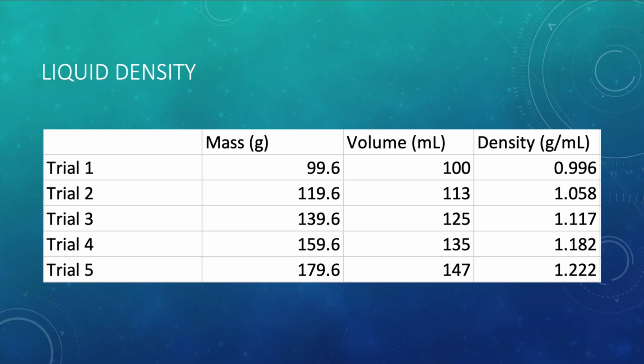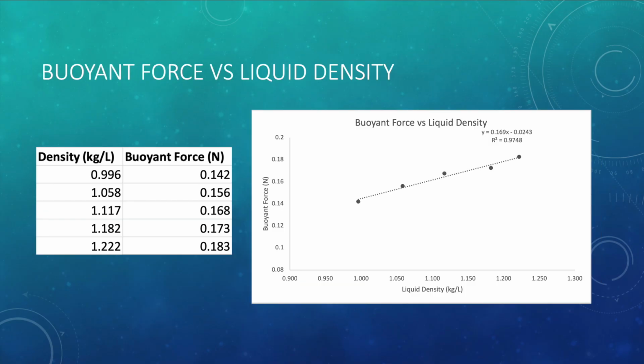Here are the liquid densities calculated. The mass and volumes were recorded after adding sugar but before each trial. The density increases by about 0.06 grams per milliliter for each trial. Comparing the liquid densities by the average buoyant force of each trial, we can analyze this relationship. As you can see by the graph, buoyant force is directly related to the liquid density. The equation of the trend line is y equals 0.169x minus 0.0243 with an r squared value of 0.9748.